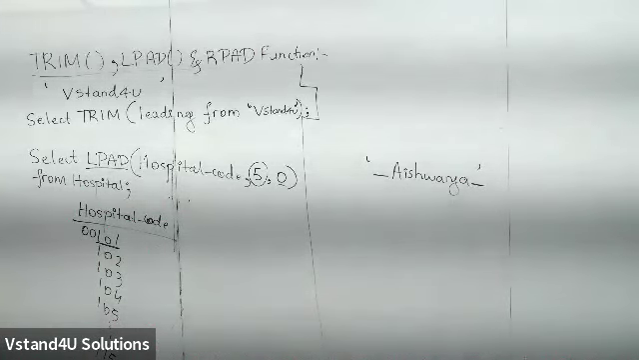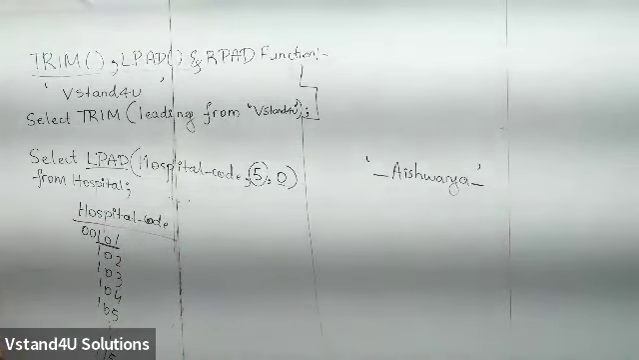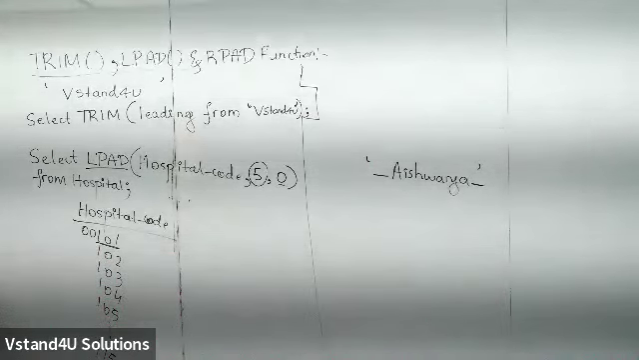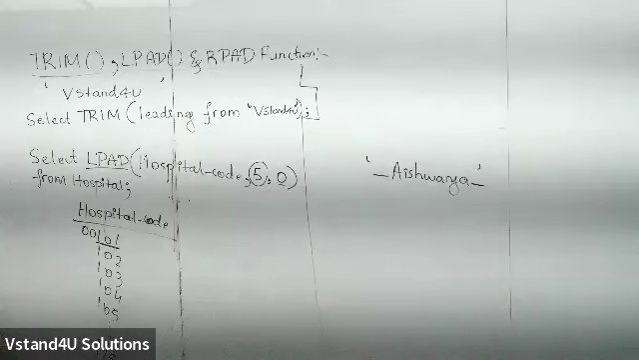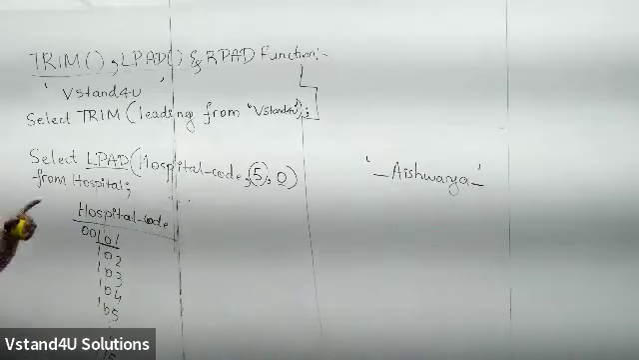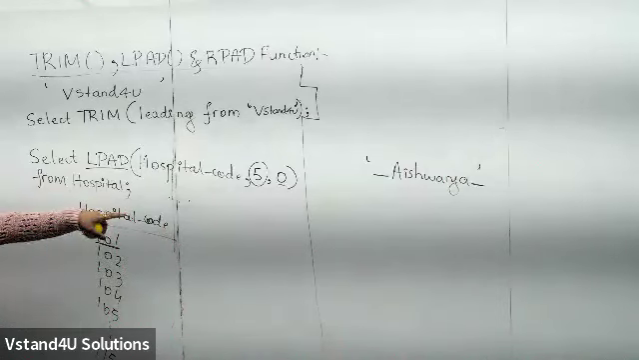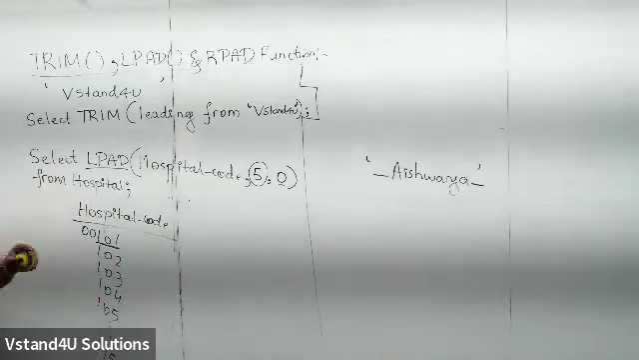So now, how many characters are you supposed to have here? 30. So how will you write? Select lpad or rpad? Rpad. From which column? Hospital name, comma, 30, since they have already mentioned 30 characters. Rpad, hospital name, comma, 30. And the remaining spaces, what do you fill it with, 0 or asterisk? Asterisk, so we'll write asterisk from hospital. Clear? Done.